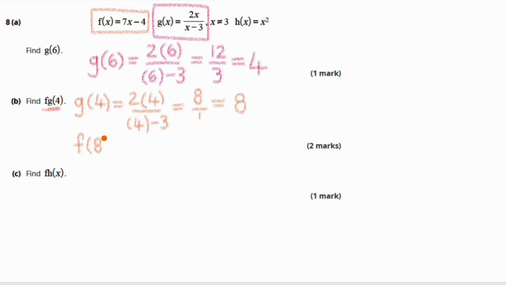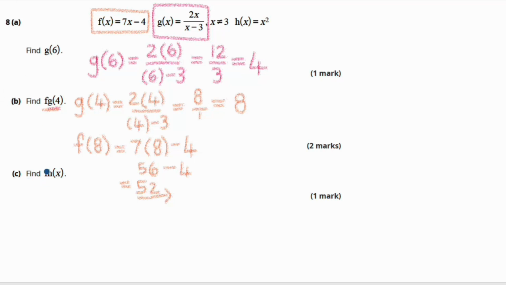So we replace x with 8. We know that f of x is equal to 7x minus 4. So instead of writing x, we write 8. What is 7 times 8? That is equal to 56. What is 56 minus 4? That is equal to 52. So f of 8 is equal to 52. Okay, so f of g of 4 is equal to 52. Now let's have a look at the next question.